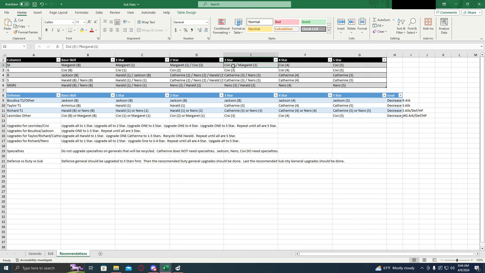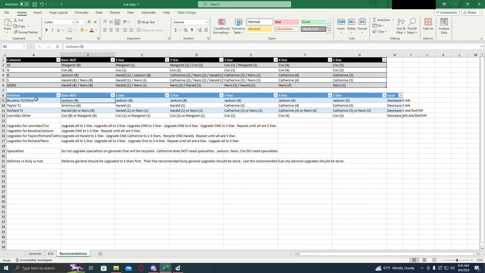Same story for the 3-star. I think a 3-star and a Margaret 1-star are going to be about equal for debuffing the mounted. And then once we get to 4-star and 5-star, I think 6E is better than Margaret for debuffing mounted, based on the cost efficiency. And that's the same for each of these right here.